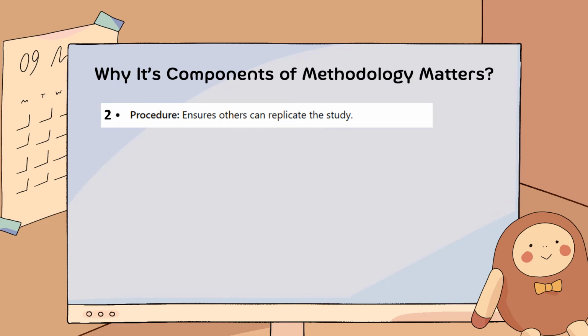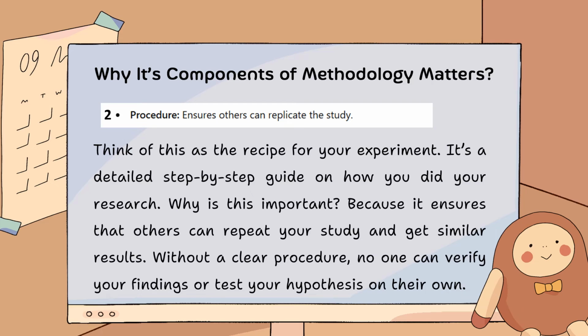2. Procedures. Ensures others can replicate the study. Think of this as the recipe for your experiment. It's a detailed step-by-step guide on how you did your research. Why is this important? Because it ensures that others can repeat your study and get similar results. Without a clear procedure, no one can verify your findings or test your hypothesis on their own.